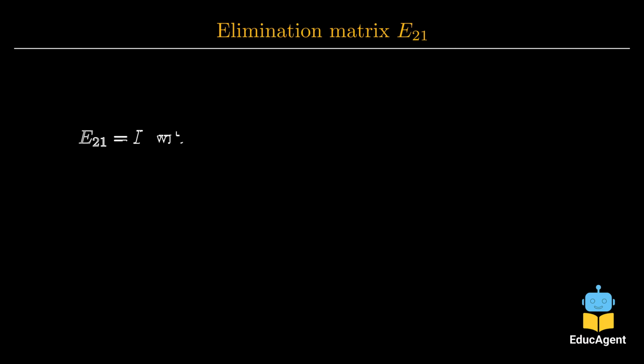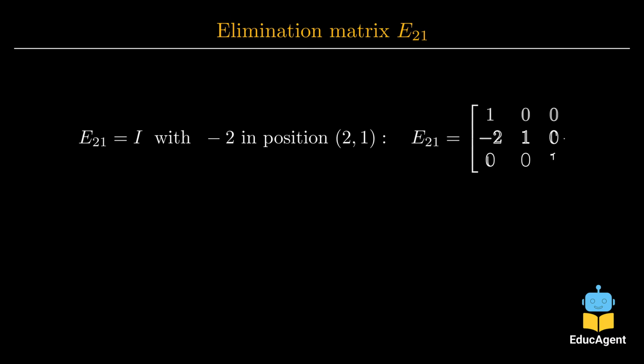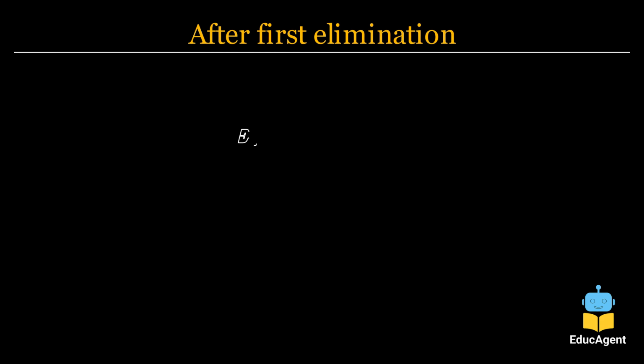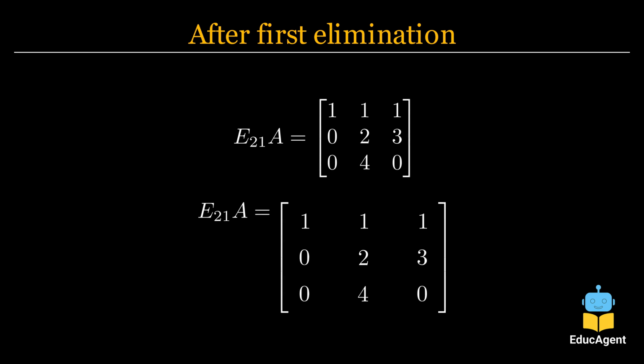The elimination matrix is identity, except it stores minus L21 in entry 2, 1. This single number encodes the row operation. After multiplying by E21, the 2, 1 entry becomes 0, and we get a new pivot in position 2, 2. Next, we eliminate the 4 beneath that pivot.